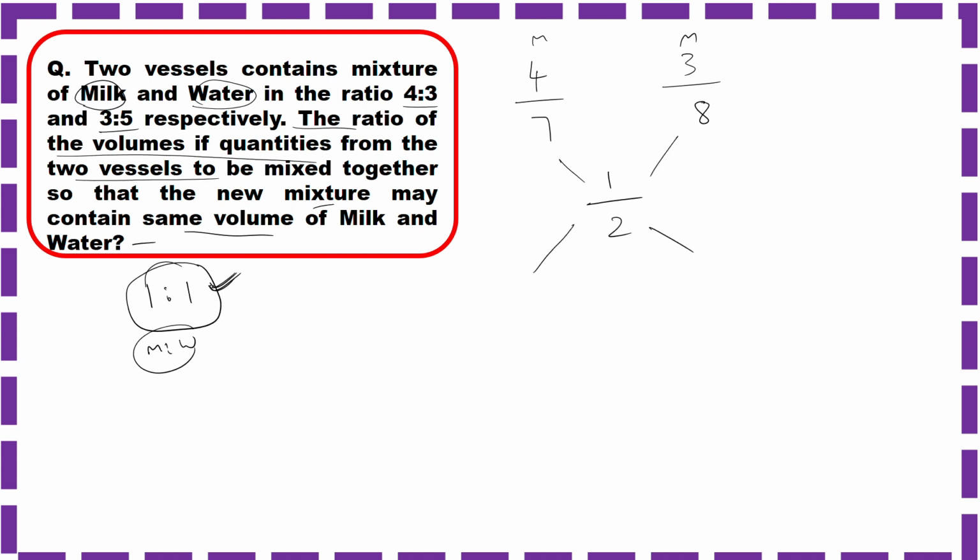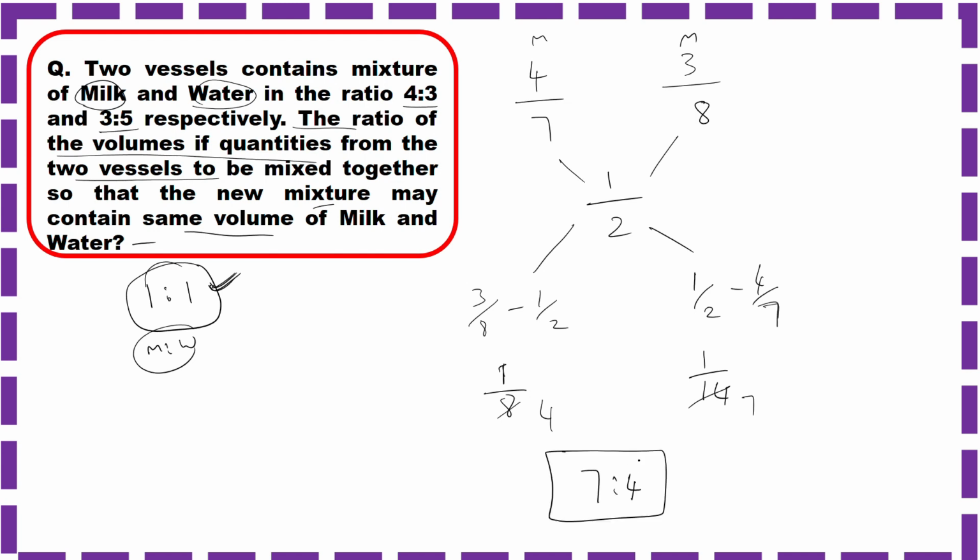Now subtract 3/8 minus 1/2, and here 1/2 minus 4/7. Now take the LCM, we get 1/8 and 1/14. Now cancel it, 7:4. So this is the ratio of the volumes of the quantities from the two vessels to be mixed together, so that the new mixture will contain the same ratio of volumes of milk and water. So this is the ratio.